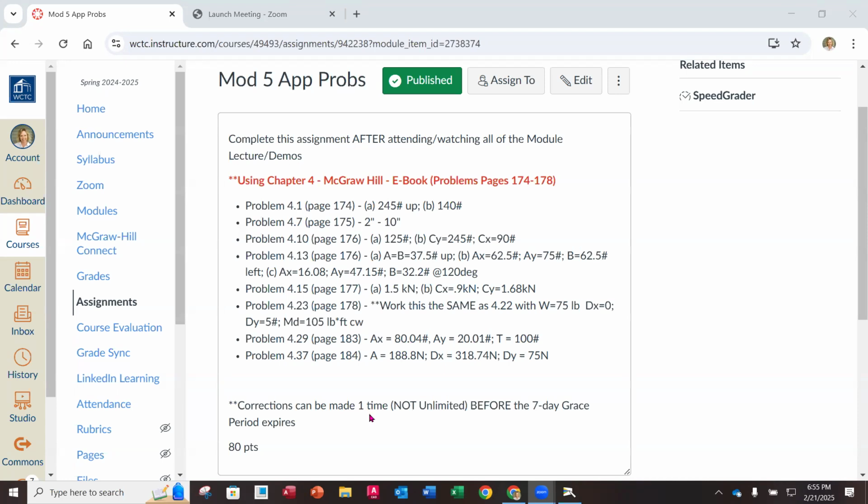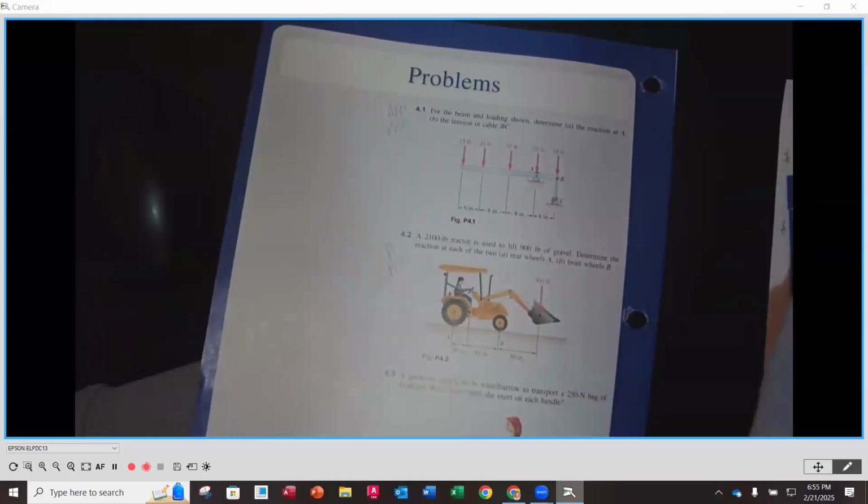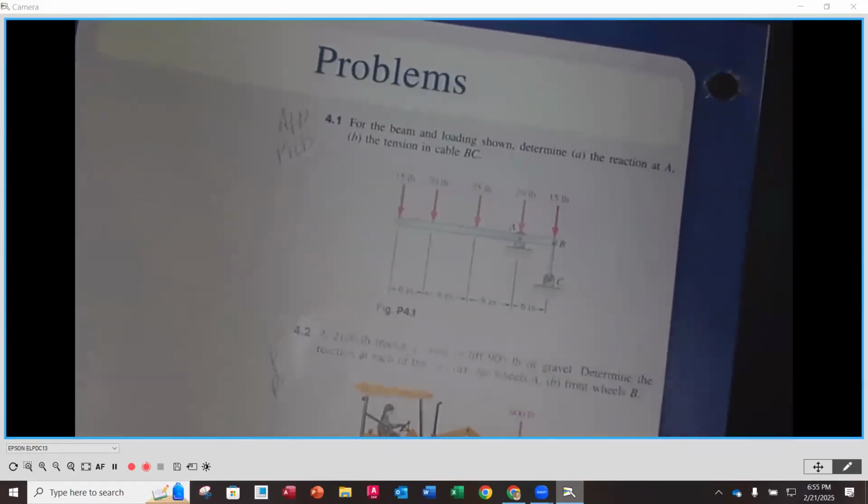So we're going to start here on page 174. This is out of your McGraw-Hill ebook, okay? So I'm going to go underneath here. I do have it here. I know this is kind of shiny paper, I'm sorry. But the first problem that we have is problem 4.1.